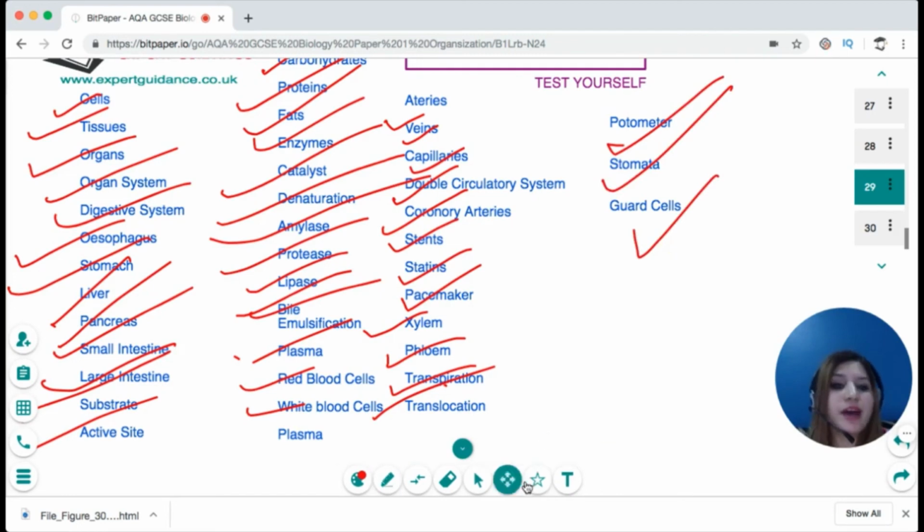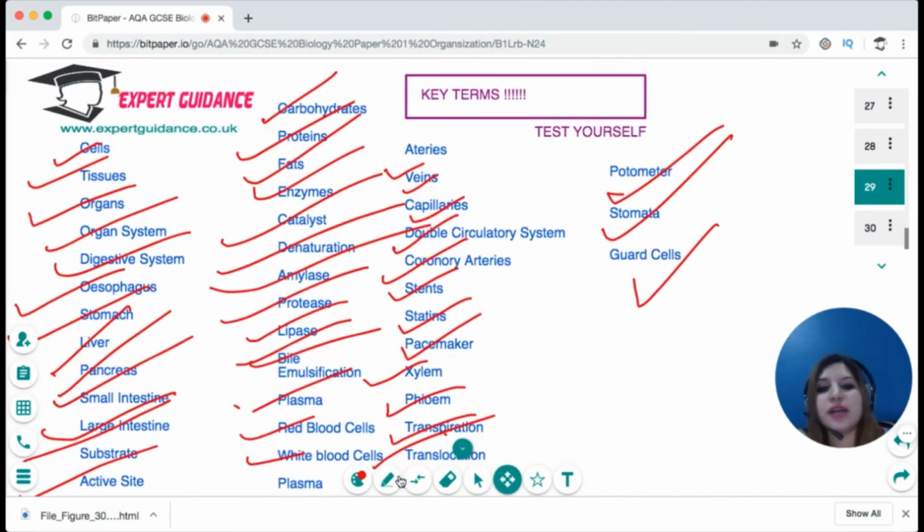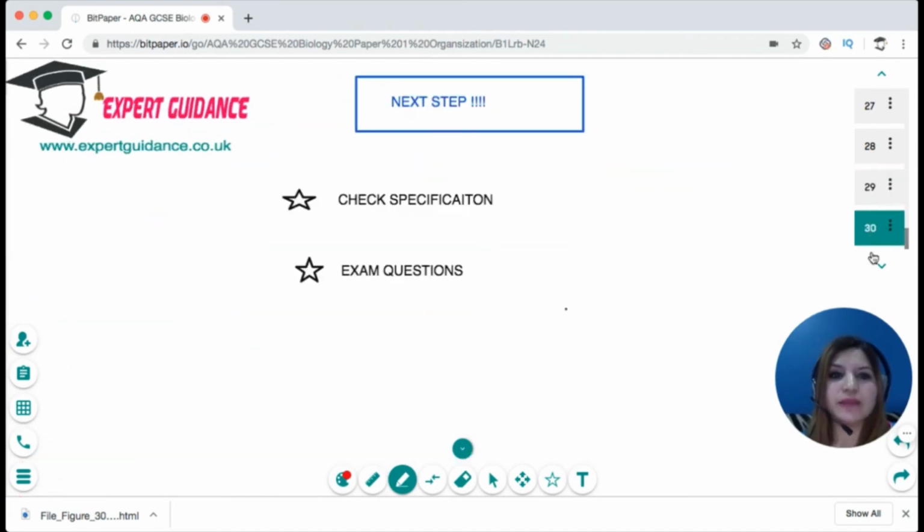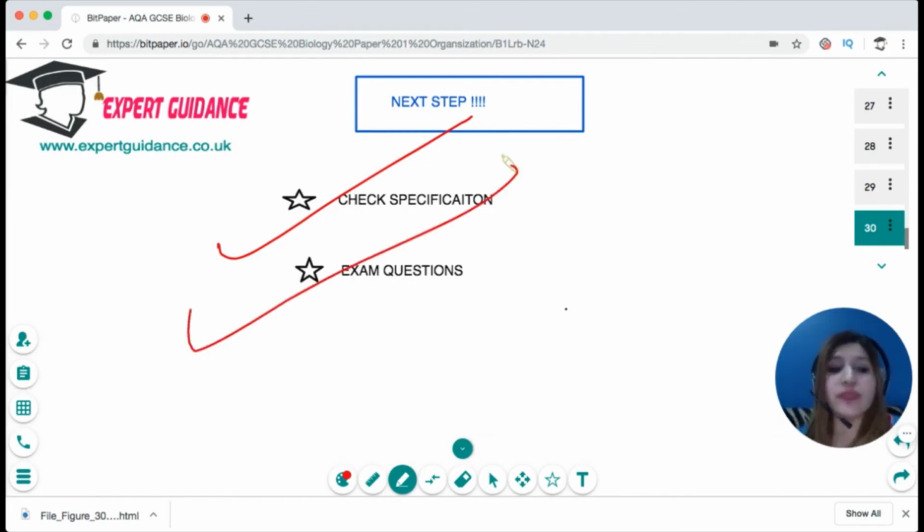So you can pause the video, have a go at these terms, and then check yourself if you know these terms. You can come back to my website. The link is mentioned in the description box below, and you can get the answers of them as well. Okay, so what is the next step? Next step is to check the specification. Make sure whatever is there in the specification is crystal clear to you, and do exam questions on this topic.